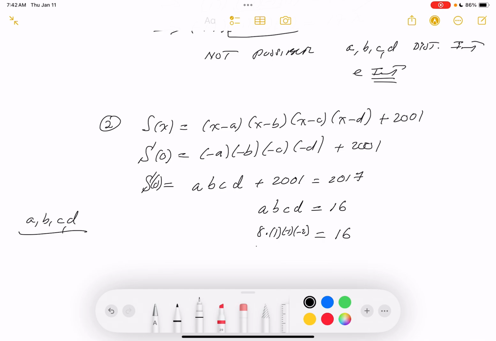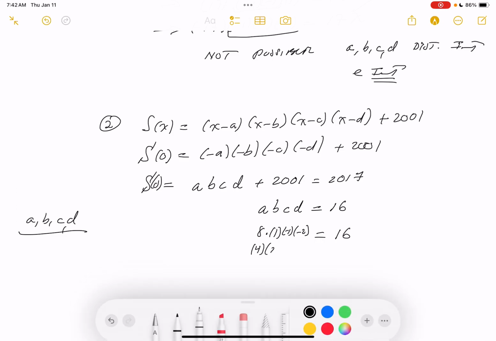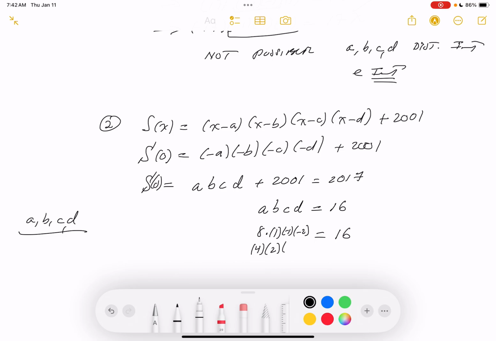So I started with 8. Let me try 4 now. By the way, I'm thinking about this thing, and I got to get 16. And I'm going to say, I don't know, maybe 2. That gives me 8. I would need another 2, but I can't use 2. I'm going to use -2, and I'll use a -1. Does that give me 16? It does. All right, so 4, 2, -2, -1.